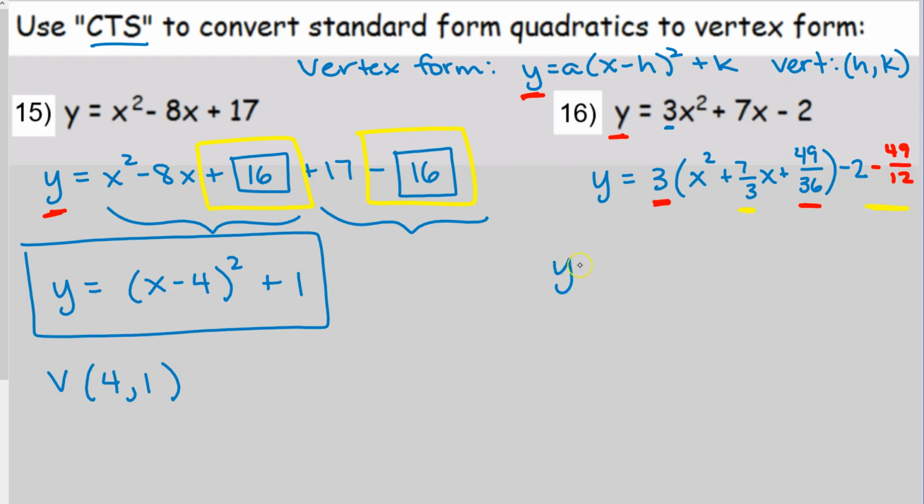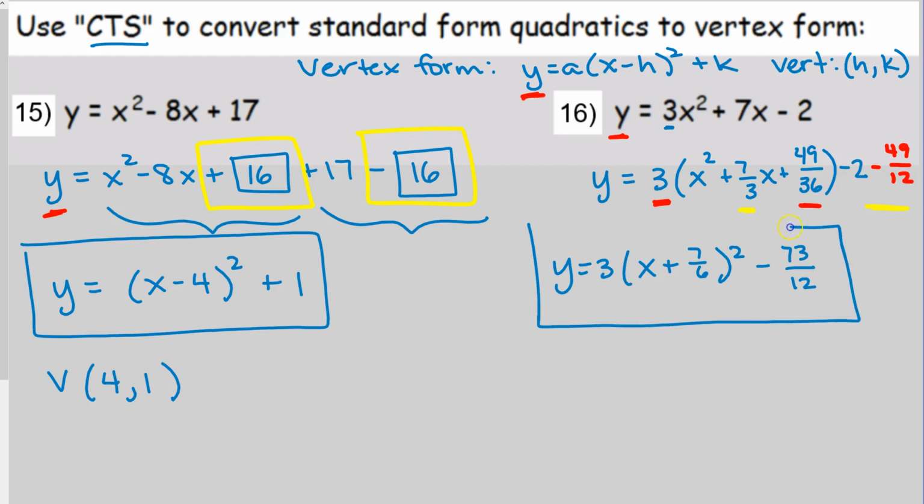So now that we have that, we have y equals 3 times the quantity x plus 7/6 squared. And then when we combine the minus 2 and the minus 49/12, let's see, negative 24 and negative 49 would be negative 73, I think. So negative 73/12. So there's our vertex form. And from that, we could see that the vertex is the point (negative 7/6, negative 73/12). And we also would know, if we were graphing this, that there would be a vertical stretch by a factor of 3.